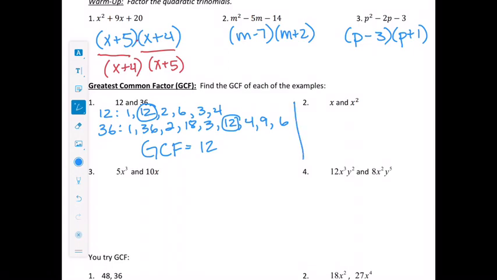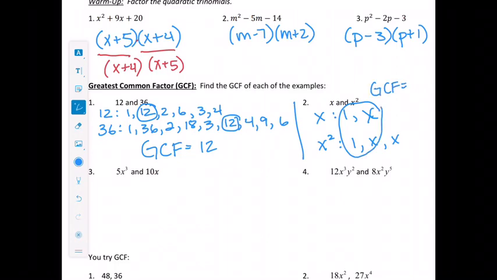Number two, we're looking for the GCF of x and x squared. Factors of x: the only thing that gives you x is 1 times x. Factors of x squared: the only thing that gives you x squared is 1 times x times x. So what do they have in common? They have the 1 in common and they have the x in common. So for number two, our GCF is 1x, or in other words, just x.